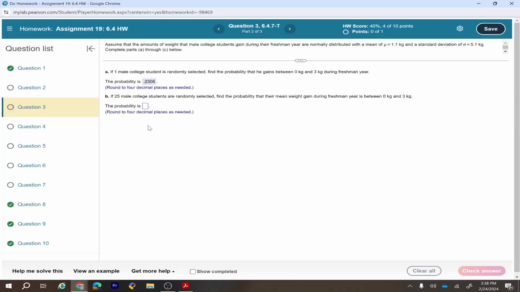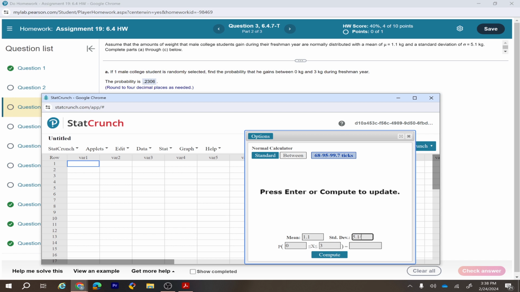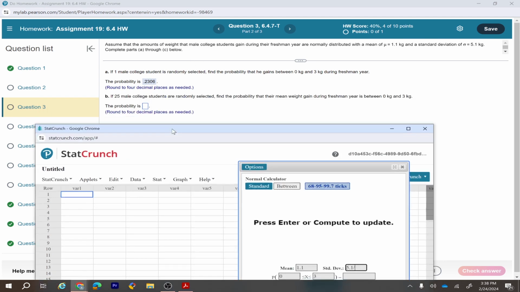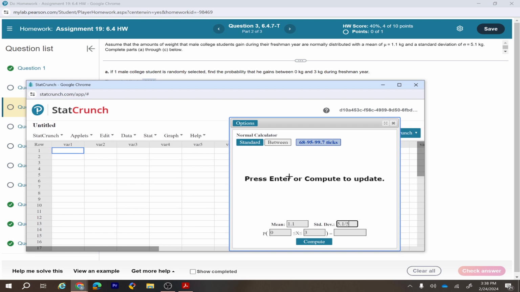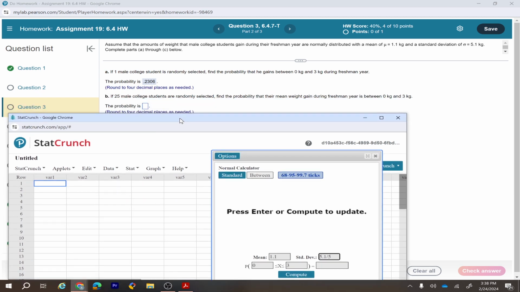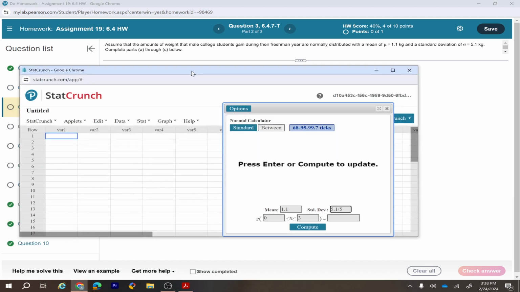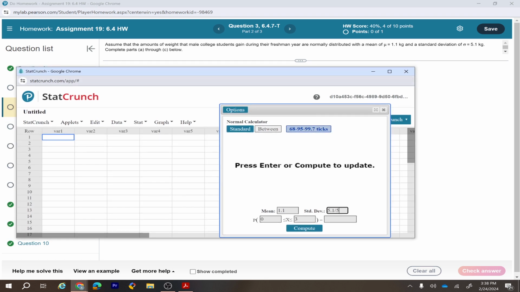In this case, if you look at the problem, the sample mean is 1.1, and the standard deviation is 5.1 divided by the square root of the sample size. In this case, the sample size is 25, so the square root of 25 is 5. So I want to find out, if we take a sample of 25, what is the chance that the mean weight of those 25 students would be between 0 and 3 kg.